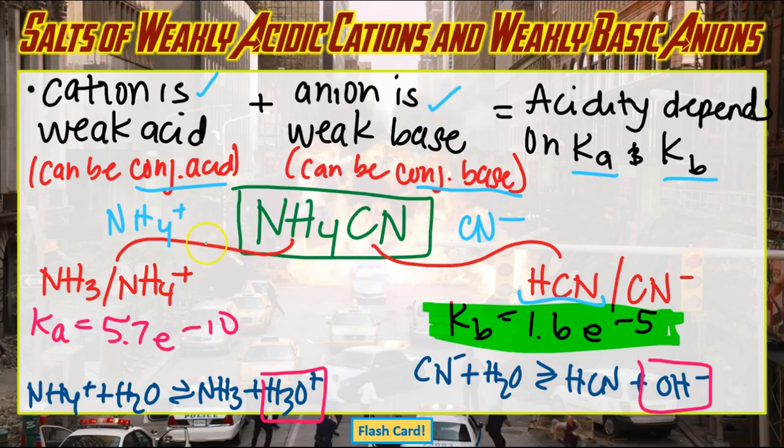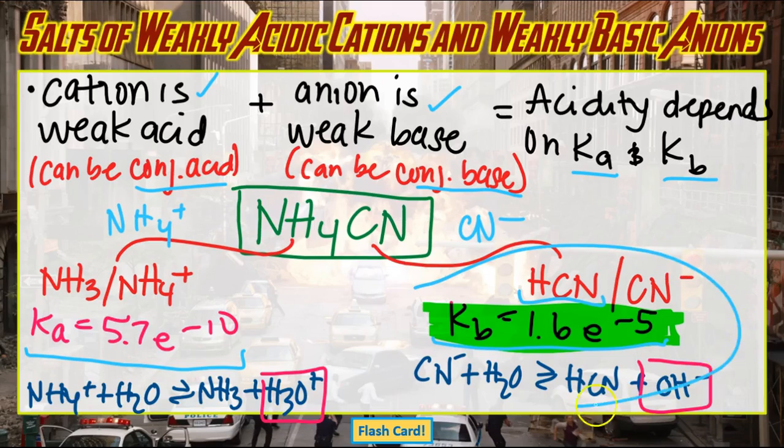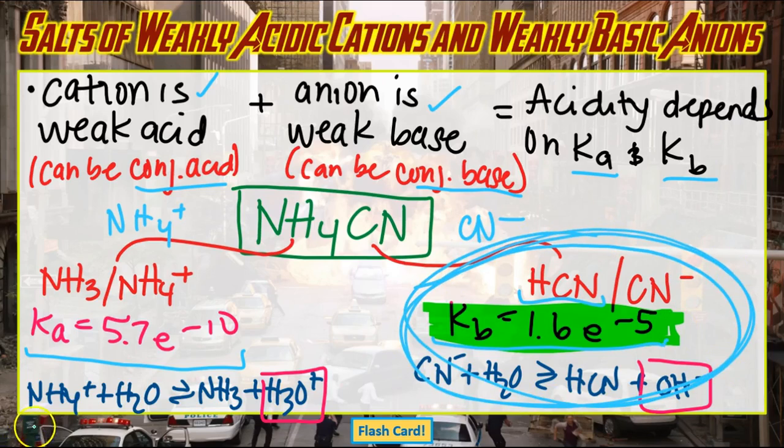So in order to figure out if this solution of NH4CN is more acidic or basic, we would have to gather the Ka and Kb values of that conjugate acid and conjugate base and compare them. So we have a Ka value for NH4+, which really is going to be the Ka value for NH3, right? It's 5.7 times 10 to the negative 10, versus the Kb value of HCN, dissociated into CN-, which is going to be 1.6 times 10 to the negative 5. So as you can see, this solution is going to be more basic because of that CN- as a conjugate base, and also because the Kb value is larger.